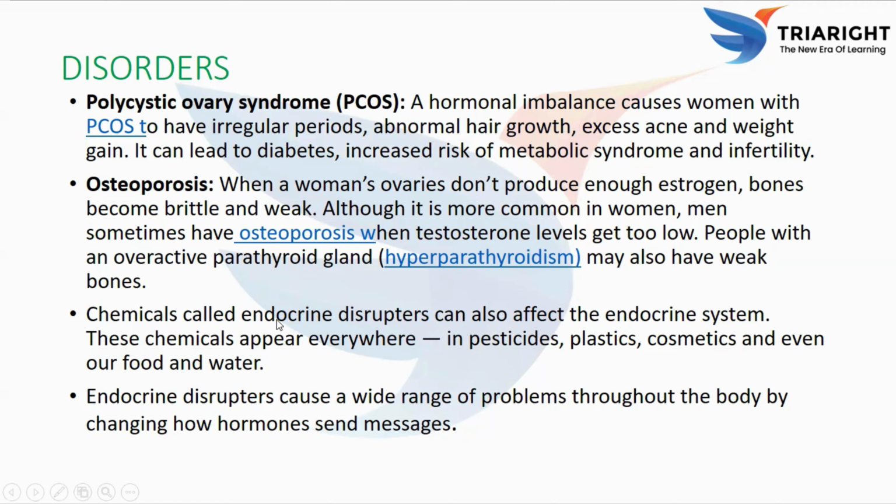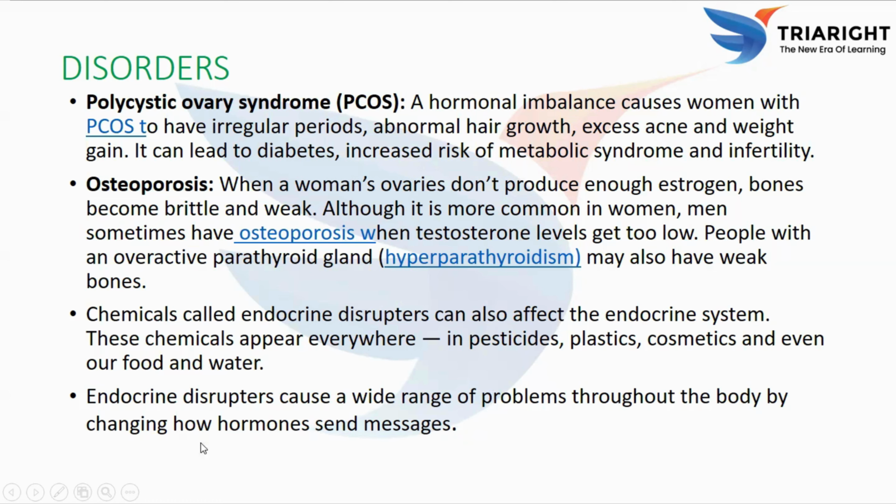And then coming to the endocrine disruptors. So what are endocrine disruptors first? These are harmful chemicals that interfere with the normal function of hormones. They are found in pesticides, plastics, cosmetics, food, and also water.